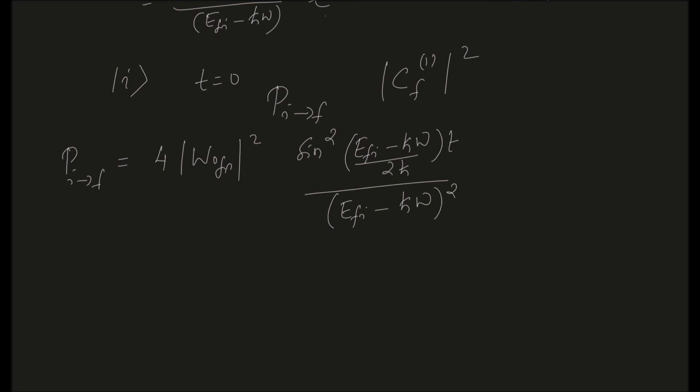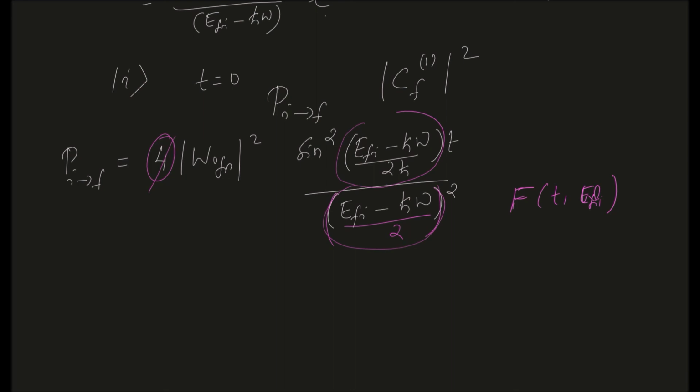So if you take this 4 from here to this quantity, this will become (E_f - E_i - ħω) by 2 whole square. Then these two terms will look similar. This one and this denominator term looks similar, and this is what we have seen as the function f of t, E_fi or omega_fi in the constant perturbation case. Okay, so now we plot this probability.